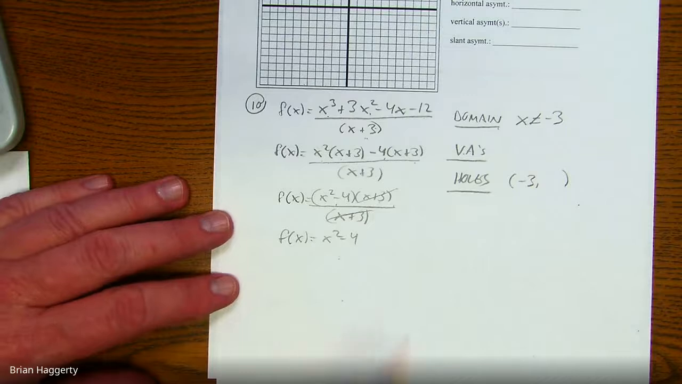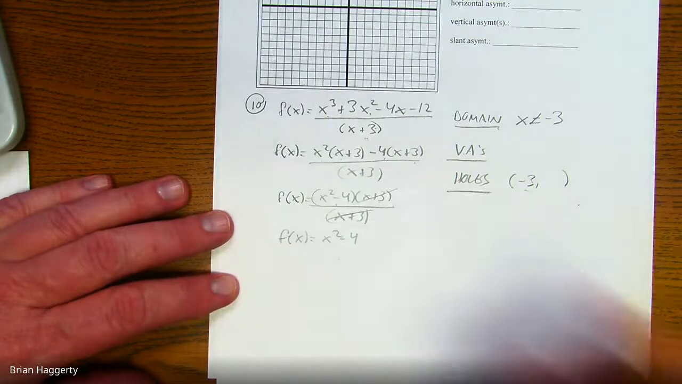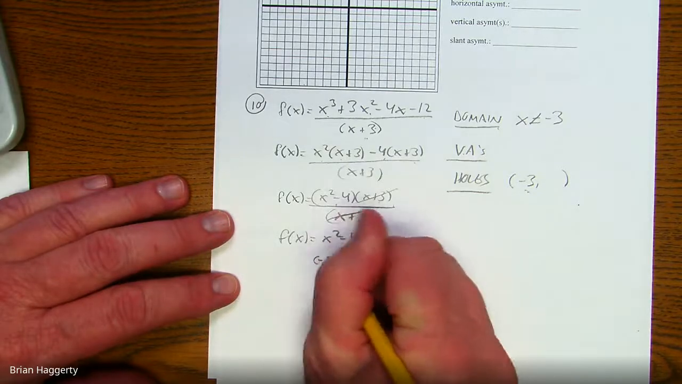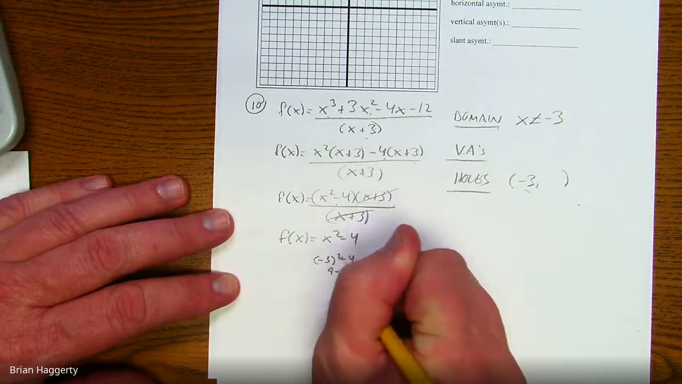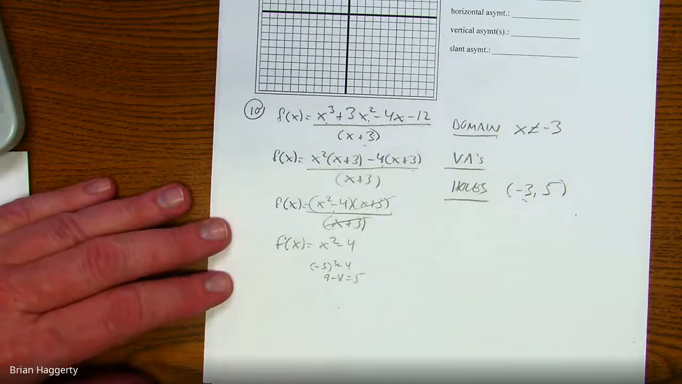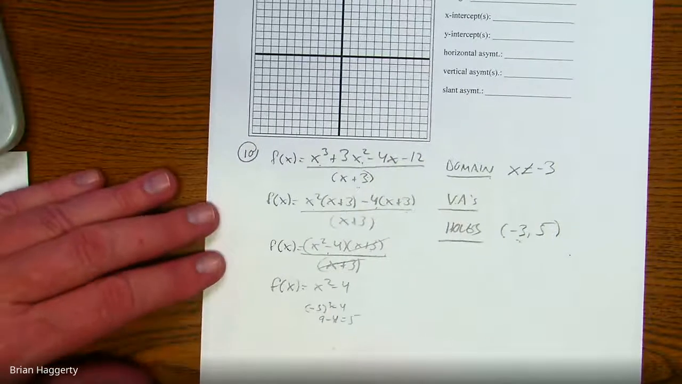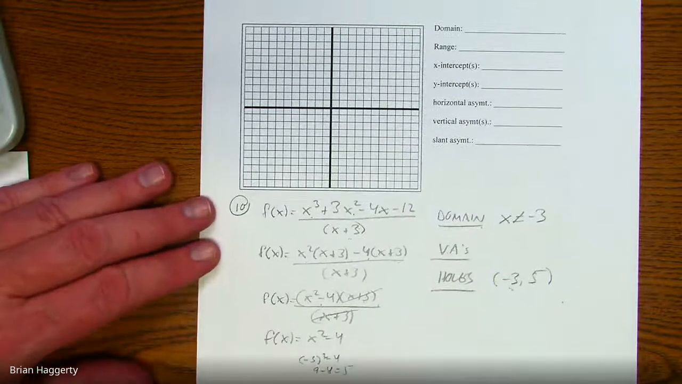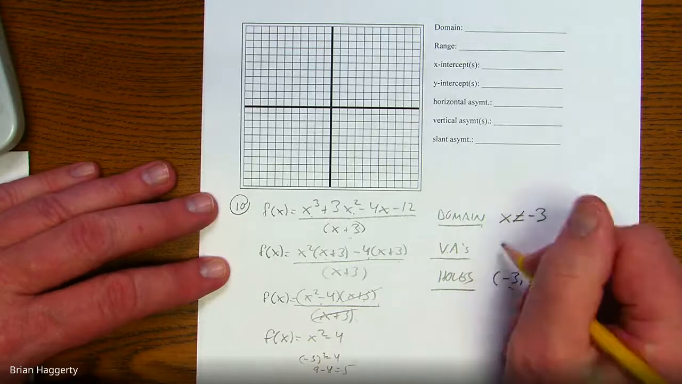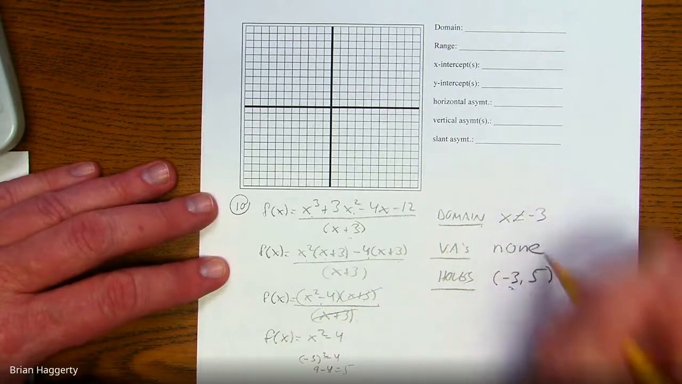Now, we could get the y-coordinate of the hole from the graph after we graph it, or what we could do is plug that -3 into the simplified version. So the hole we know is at -3, 5. If we don't have anything in the bottom of the fraction in the simplified form that's causing a restriction, it means there are no vertical asymptotes.